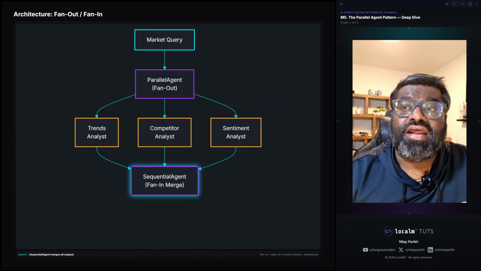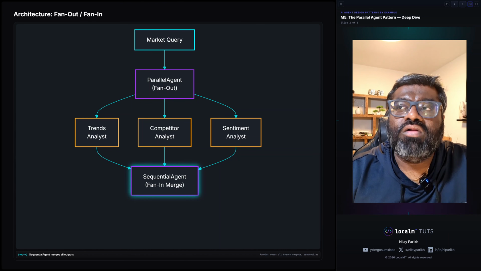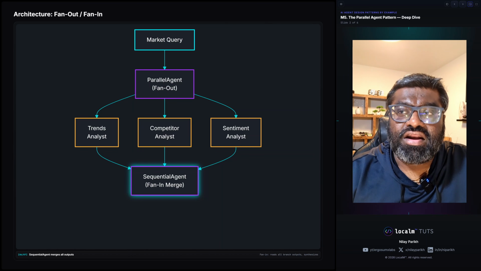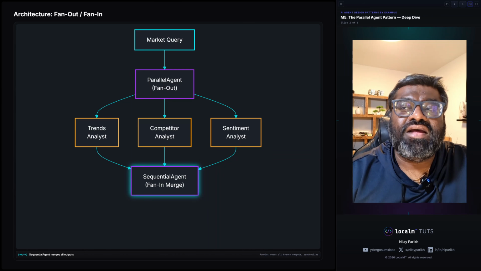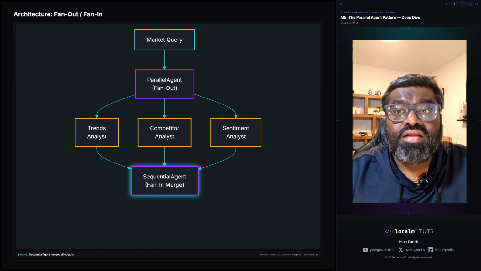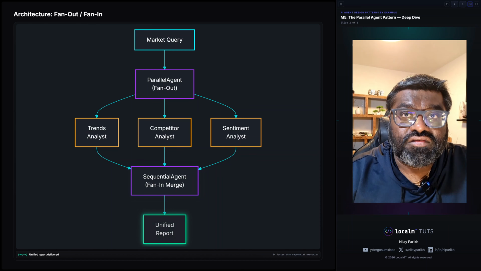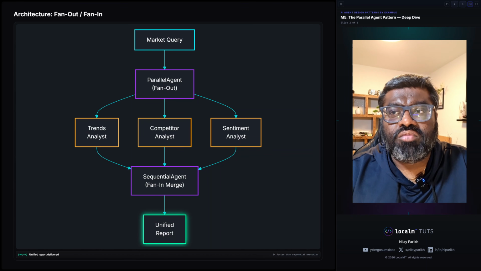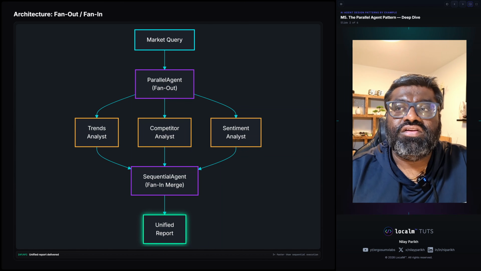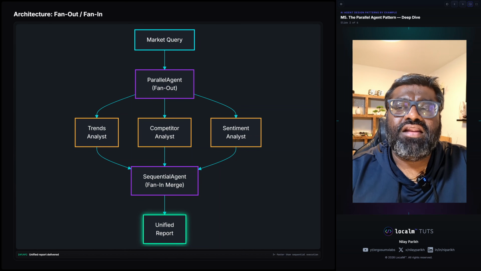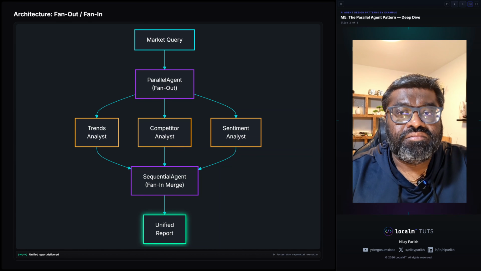Now here is the fan-in. The sequential agent reads all three output keys from session state, which you mentioned as trend output, competitor output, and sentiment output, and synthesizes them into one report. The parallel agent will give you the speed. The sequential will give you the merge. The final report pulls insight from all three tracks, combined, cross-referenced, structured. And then total latency is the slowest branch plus merge.